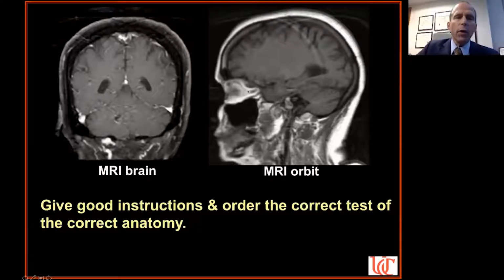So you need to give good instructions and order the correct test of the correct anatomy. And that simply means, don't keep it a secret. If the person has double vision, tell the radiologist what you are looking for specifically.